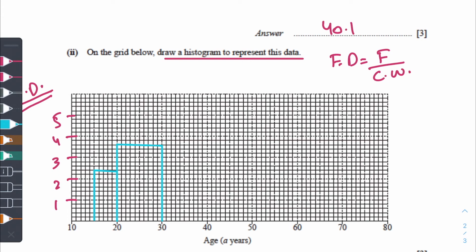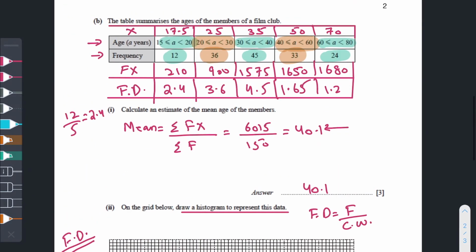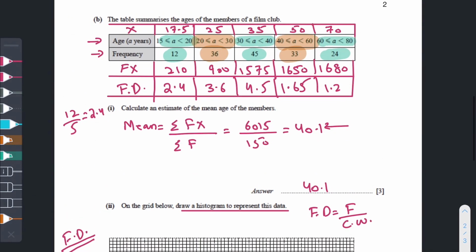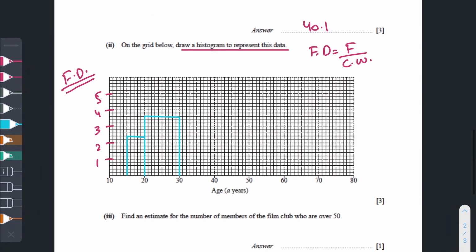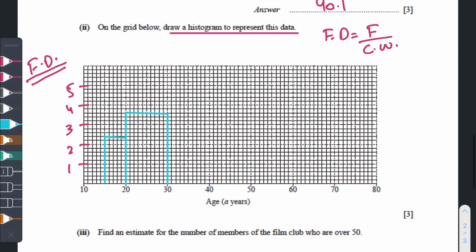The next one is between 30 to 40 and the frequency density is 4.5. So 30 to 40 and 4.5. 4.5 is somewhere in the middle of this over here. And I extend this all the way up till over here and then I connect this. This is the third bar for the histogram.